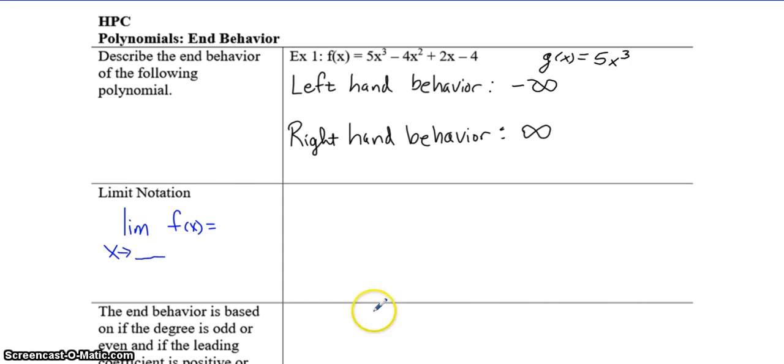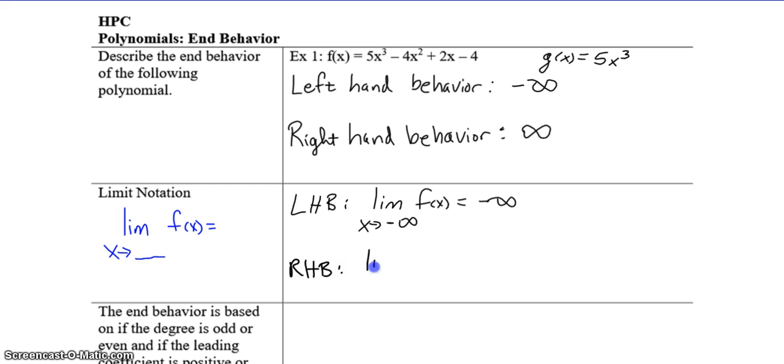So, for our left-hand behavior, the limit as x approaches negative infinity, so that's all the x's going far to the left, of f of x equals where? Negative infinity. And our right-hand behavior, limit as x approaches, it gets closer and closer to negative infinity or positive infinity. It ain't gonna happen. With f of x gets to positive infinity.